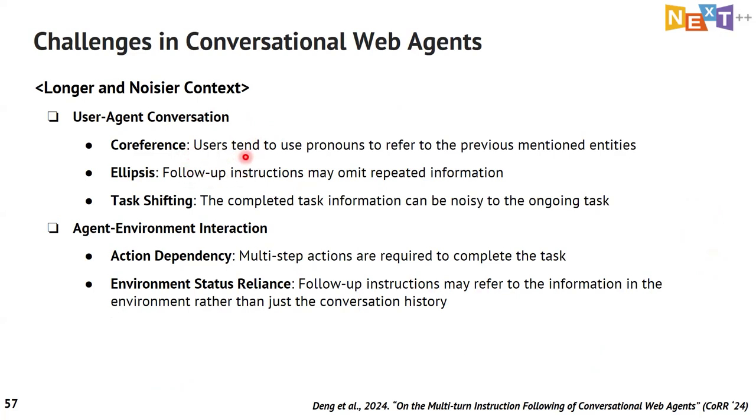And during the user-agent conversation, we can see that there will be some coreference. The user may tend to use pronouns to refer to previously mentioned entities. And also there will be the ellipsis issue, because the follow-up instruction may omit some repeating information from the previous turn. And also there will be some task drifting. The completed task information can be noisy to the ongoing task, because the previous task is already finished and the user may already have shifted to a new task. So the previous task information can be useless and noisy for the ongoing task.